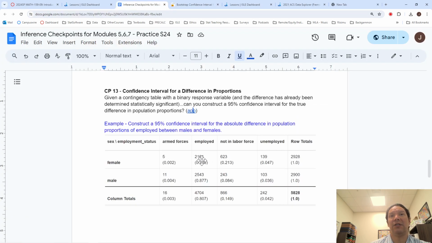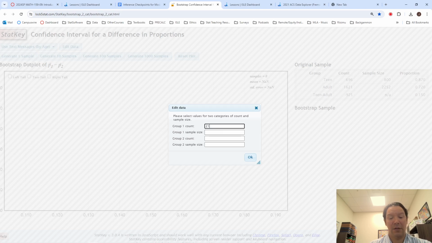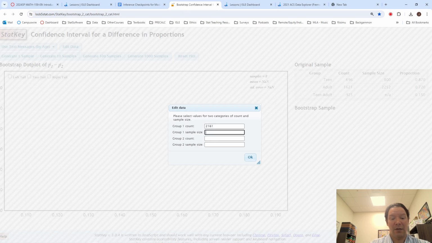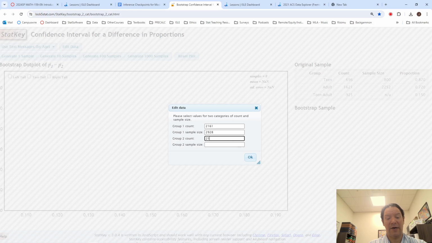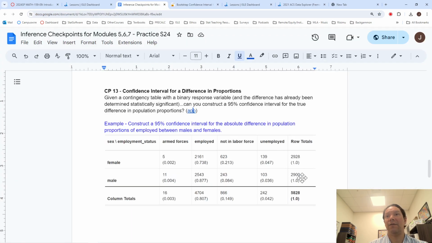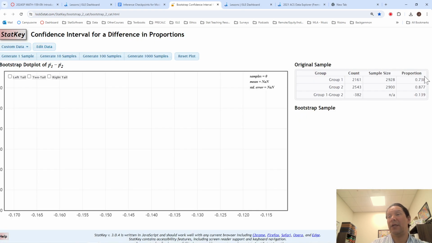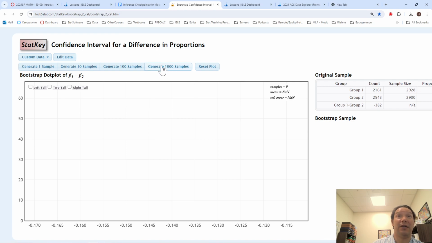We're going to have 2,161 females out of 2,928, and then we got 2,543 out of 2,900. So the difference between men and women is about 14 percentage points. That's pretty big, especially given these sample sizes. And we've already told you that it is statistically significant. I didn't give you the p-value, but it is statistically significant.